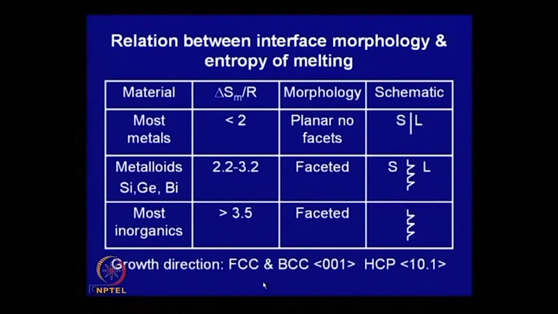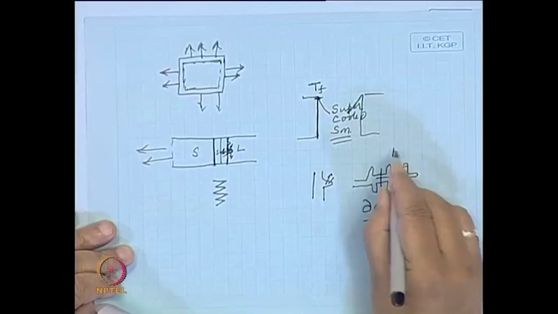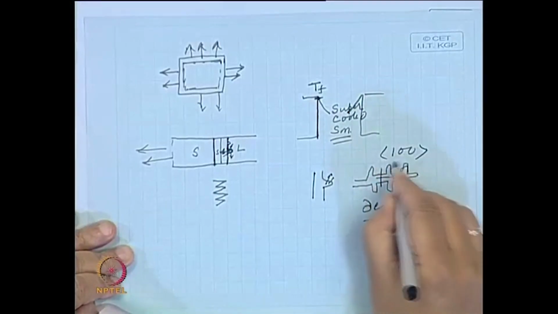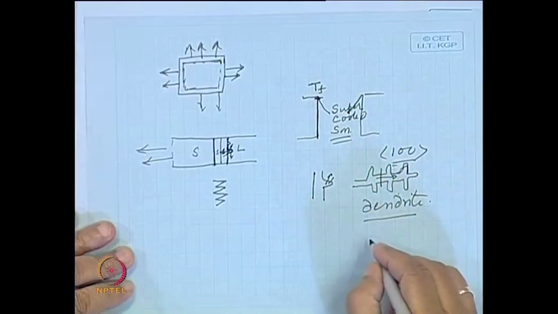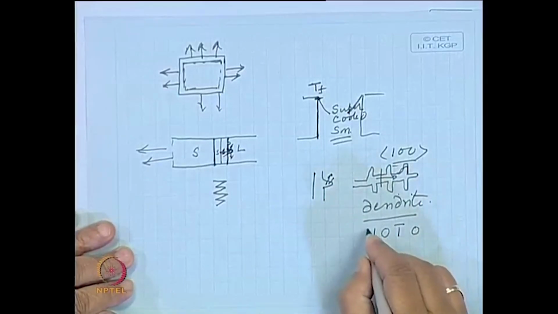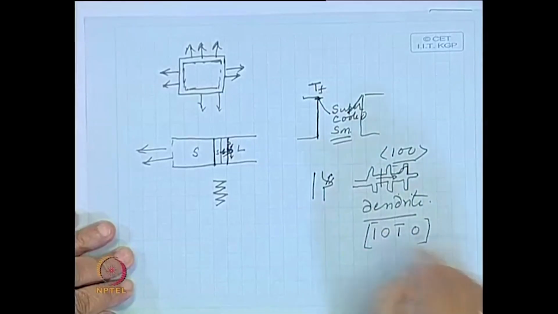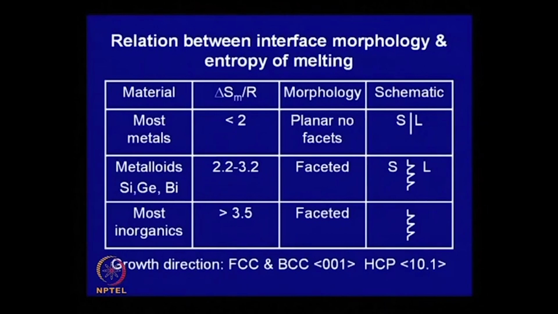And the crystal growth also depends on the directions, and the growth direction is fastest along the cube direction in FCC and BCC. So, when these crystals are growing, this plane normal will be one of these cube directions in FCC, and in the hexagonal close-packed structure, this is 1 0 1 bar 0. This is the direction, or that plane. This is the plane on which the crystal growth takes place.